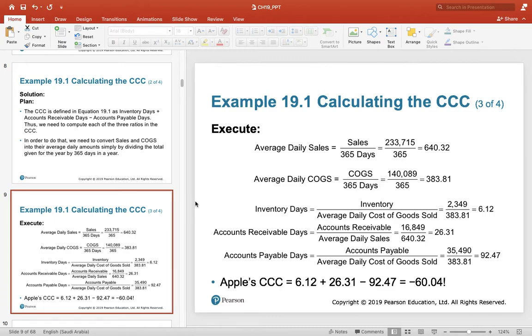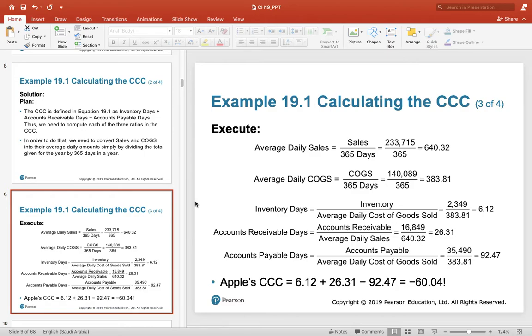Now inventory days is equal to inventory, 2349 given in the question, divided by average daily cost of goods sold, which we calculated as about 383.81 million, is equal to 6.12 days. That is the inventory days for Apple. Receivable days is equal to receivables, that is 16,849 million, divided by sales per day, which we calculated above as 640.32, is equal to 26.31 days.